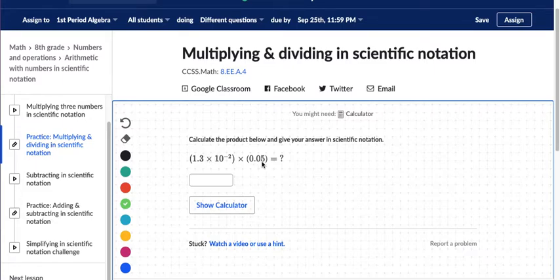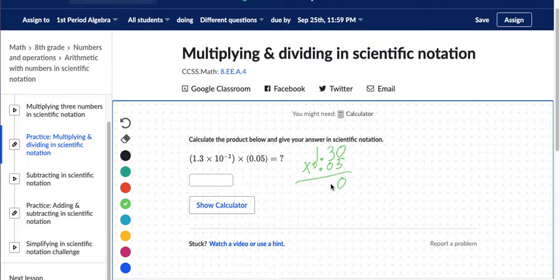We can multiply the 0.05 times the 10 to the negative 2 and then multiply by the 1.3. It doesn't matter. Generally we go left to right, but it really doesn't matter for multiplication. And so what we're going to do, because we want to keep this in scientific notation, we're going to multiply the 1.3 times 0.05, which then we'll get to the other part.